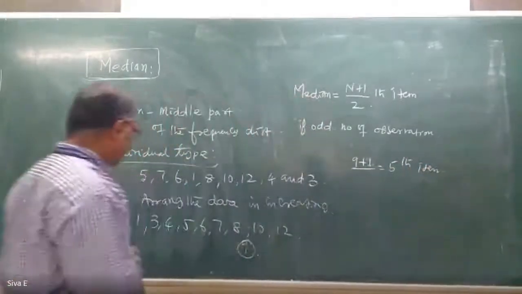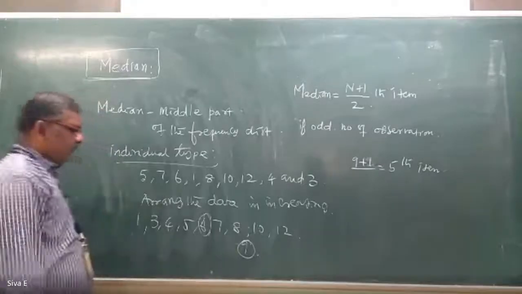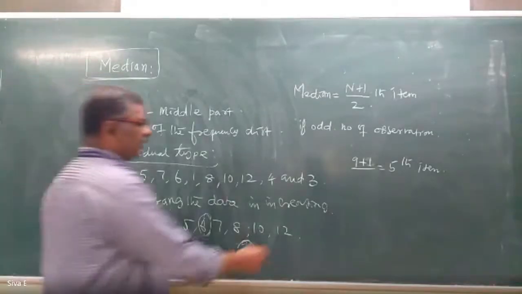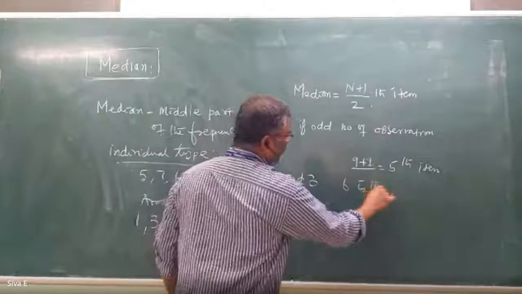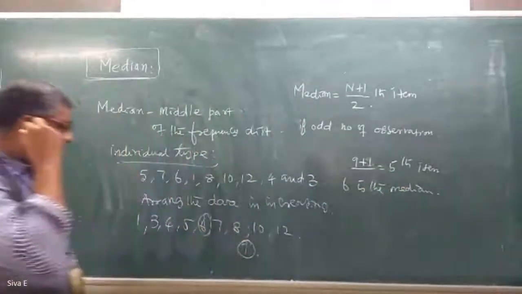So what is the 5th item here? 1, 2, 3, 4, 5, 6. So 6 is the 5th item. So here 6 is the median.